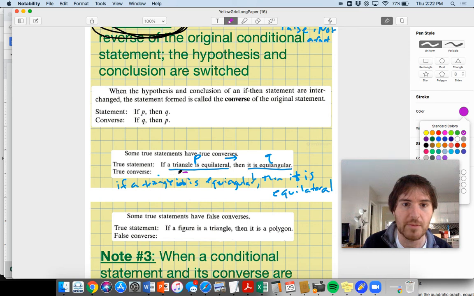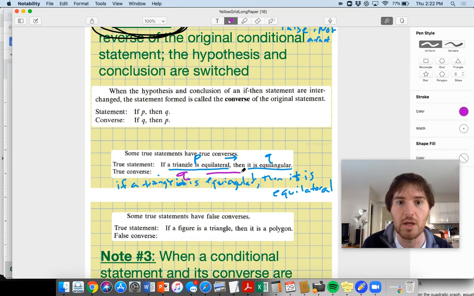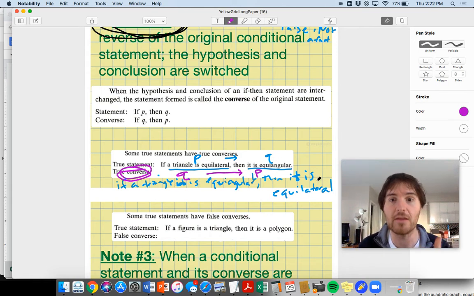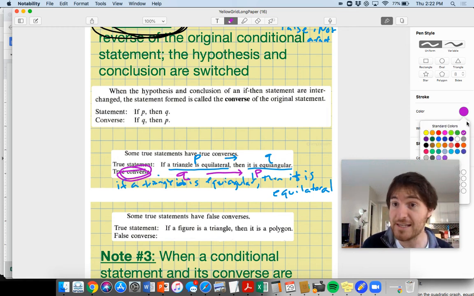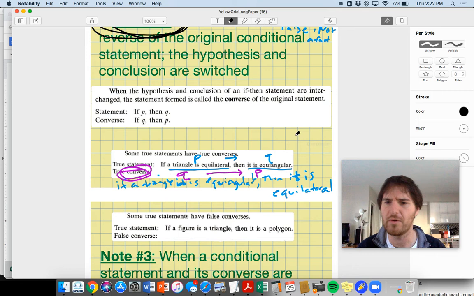This Q moved up to our hypothesis now. So our original conclusion is now the hypothesis of the converse statement. If Q, then P. Because we have, if a triangle is equiangular, then it's got to be equilateral. And this is a true fact, okay? This is a true fact. I don't think we've proven this one yet. Have we proven this one? No, not exactly. Maybe not.